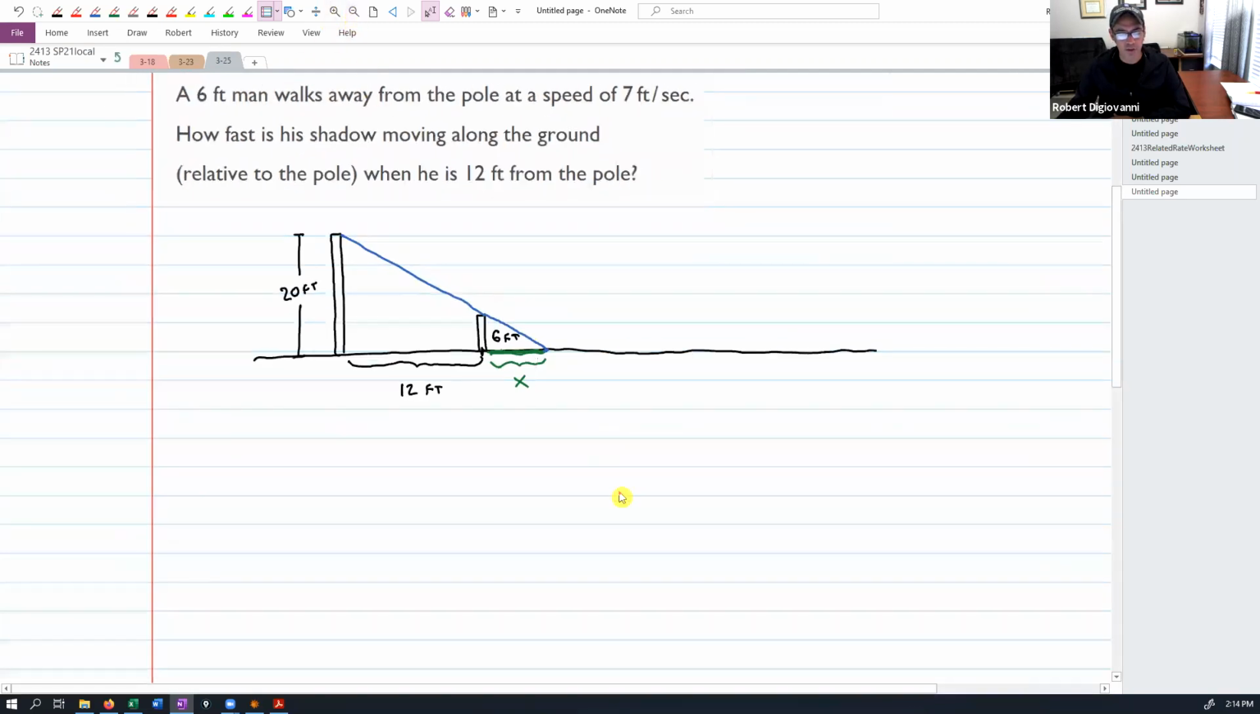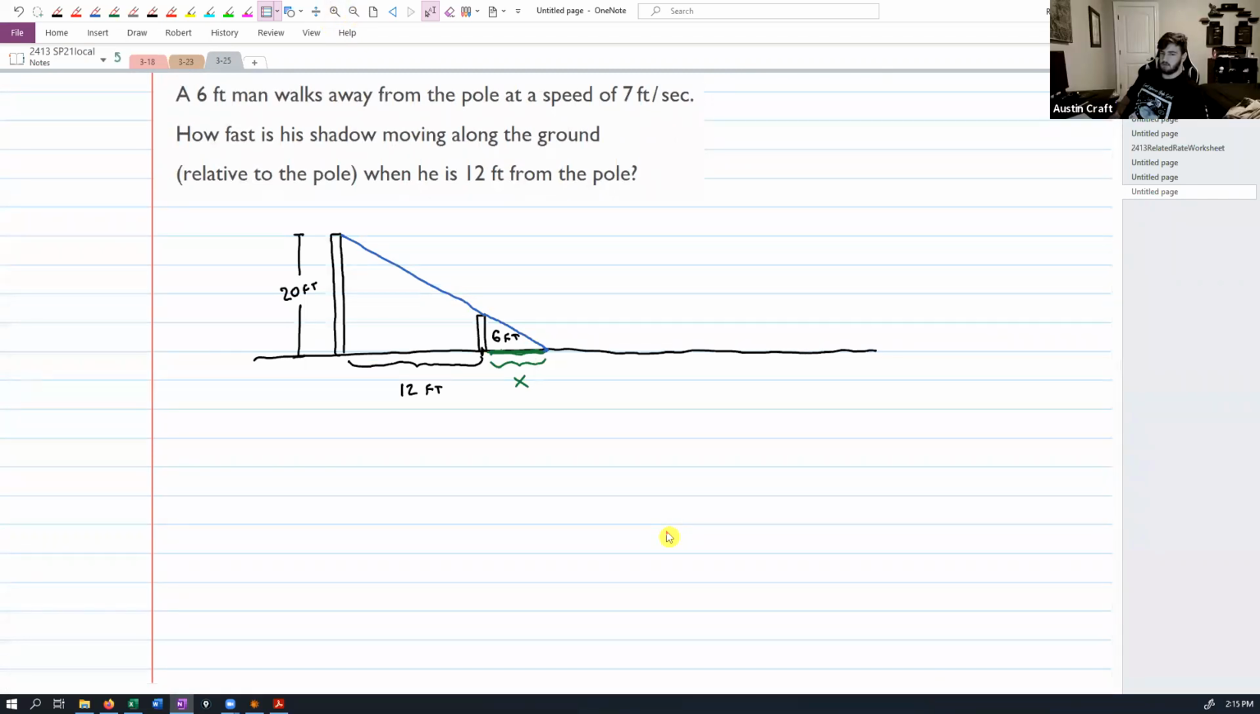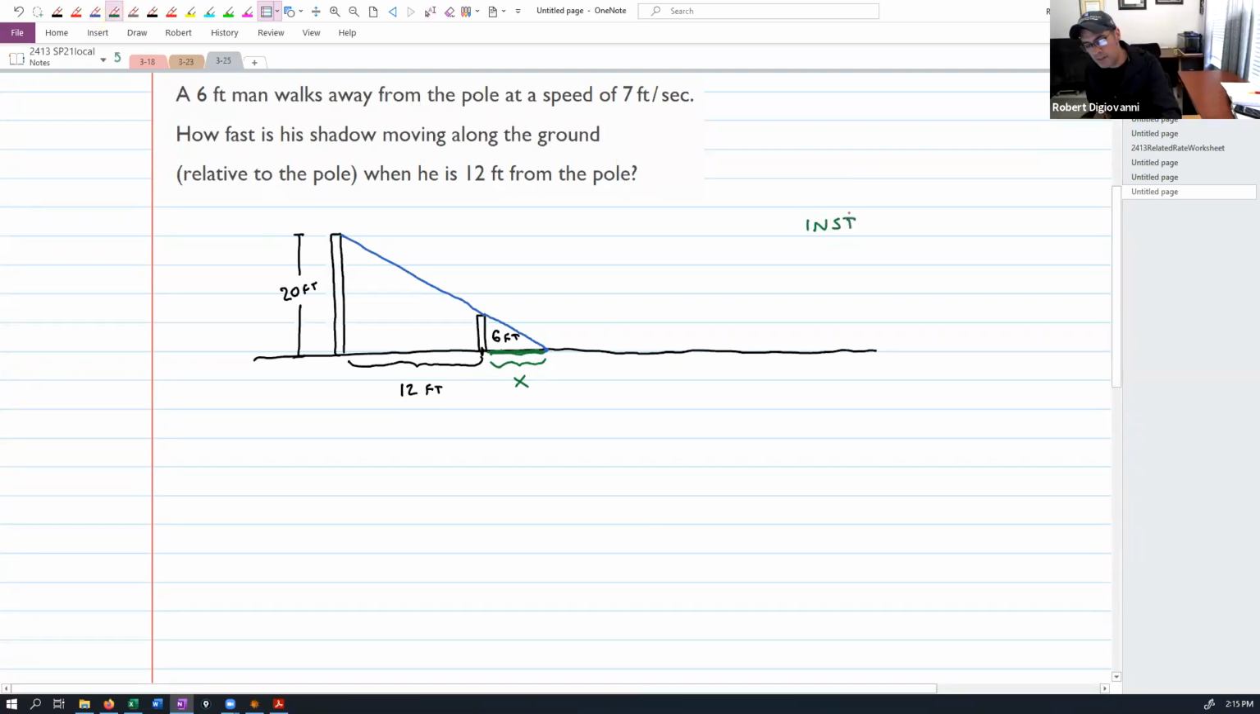Is this picture the instant picture or the general picture right now, the way it's been drawn? That would be the instant. This is the instant in time. And the reason it's the instant in time is what? The 12 feet has been locked, right? In reality, the man is moving, so that distance is not 12 while he's moving. It varies. So let's draw the picture below this of the general situation.